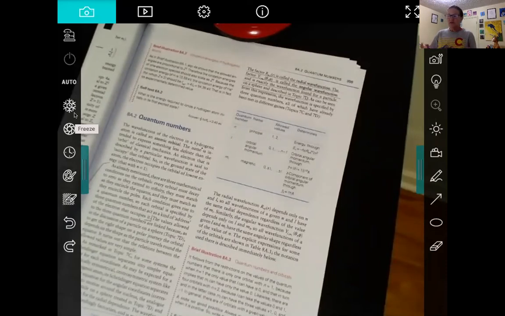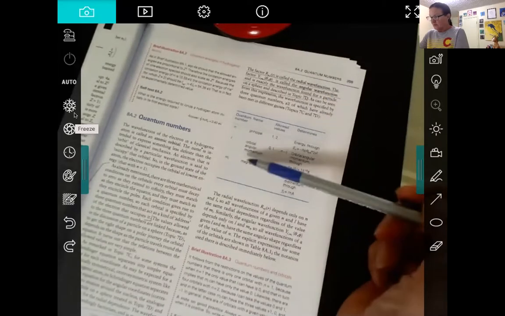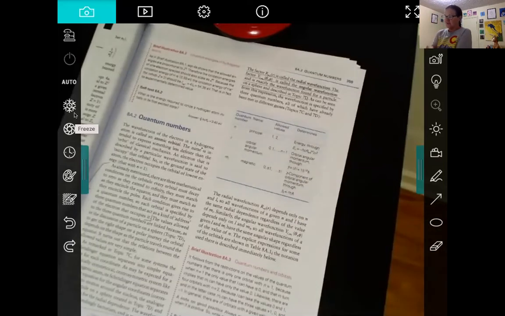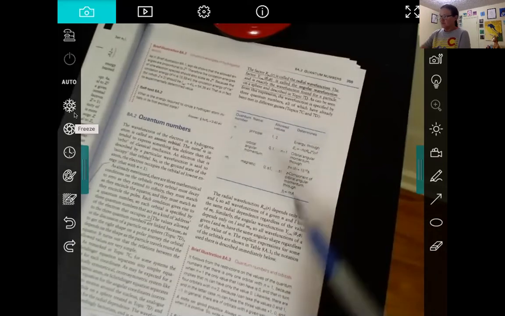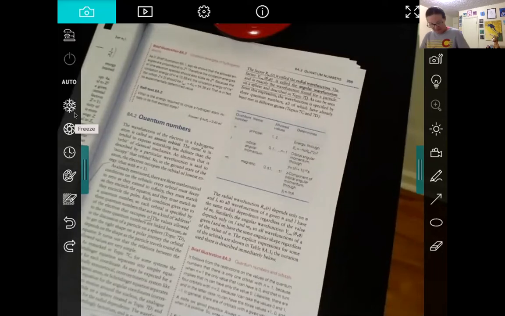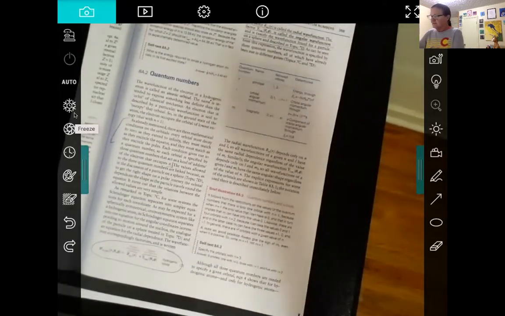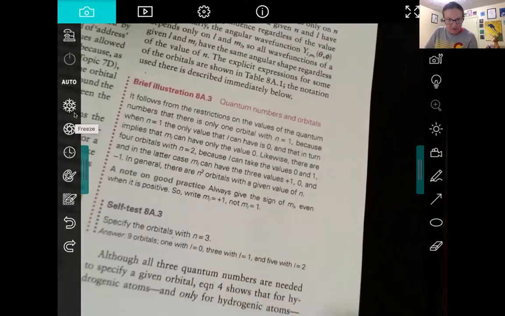So the electron has angular momentum around the nucleus, but the projection of that can be in different orientations in space. And so the m sub L is a function of L, so how many projections of that you can have with different magnitudes is a function of what the total angular momentum is. Because of that, this self-test at the bottom of the page is asking us to specify the orbitals with n equals 3.